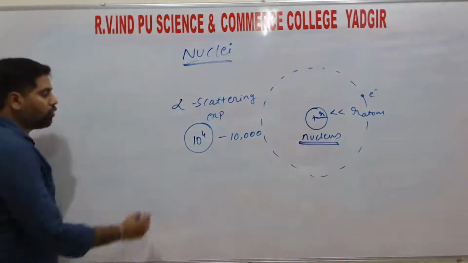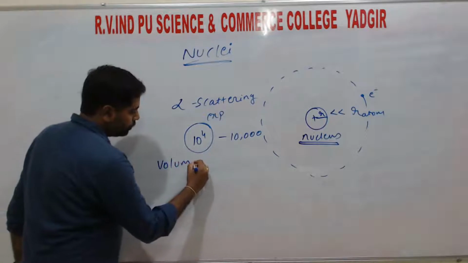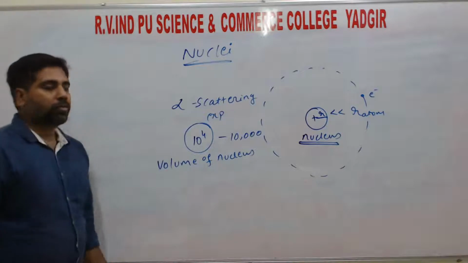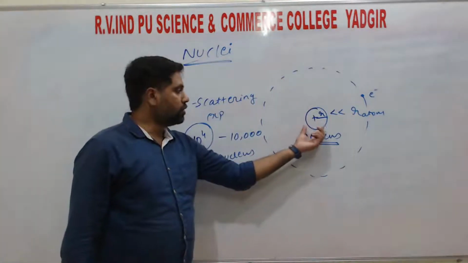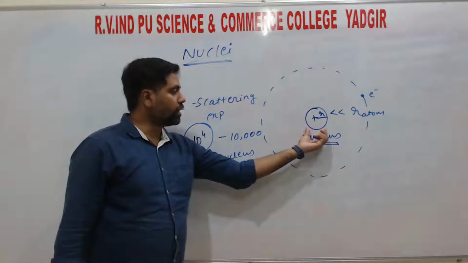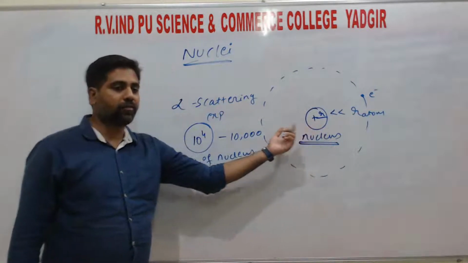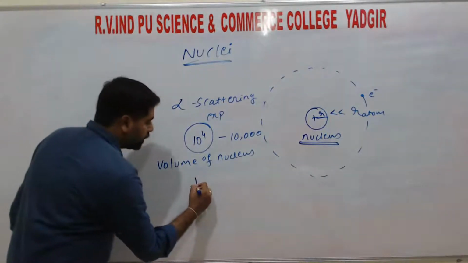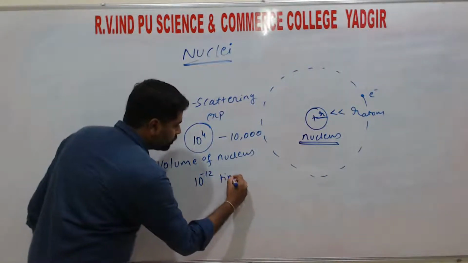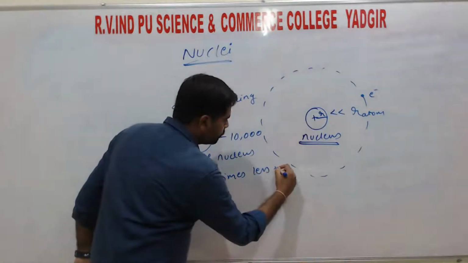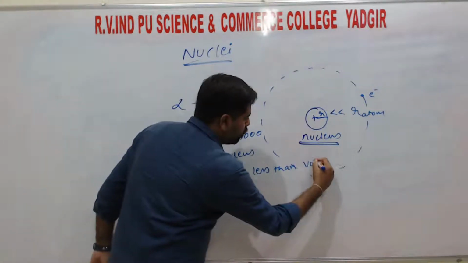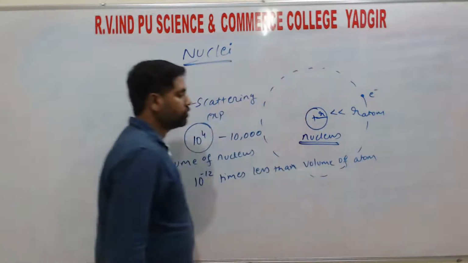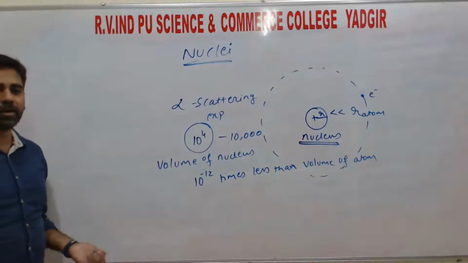Along with that, the volume of the nucleus. The atom is spherical in shape, then the nucleus is also spherical in shape, right? Here the volume of the nucleus is very much less than the volume of the atom, of the order 10 to the power of minus 12 times the volume of the atom, right? So these are all we discussed in the last chapter on atoms.